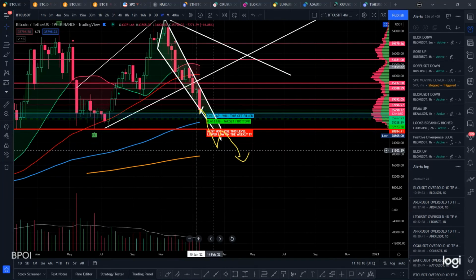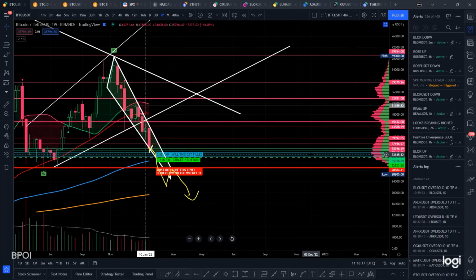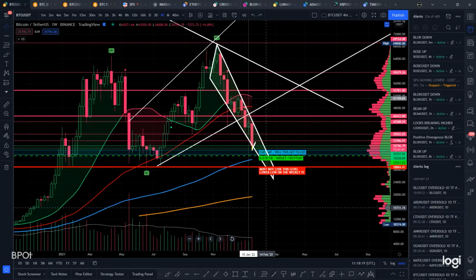Even if we do dip below it, as long as we bounce straight back up above it, retest, move higher, fine. But this is a really, really key level for Bitcoin, and I would say have this on your charts. Keep an eye on this level. We don't want to be putting in this lower low.